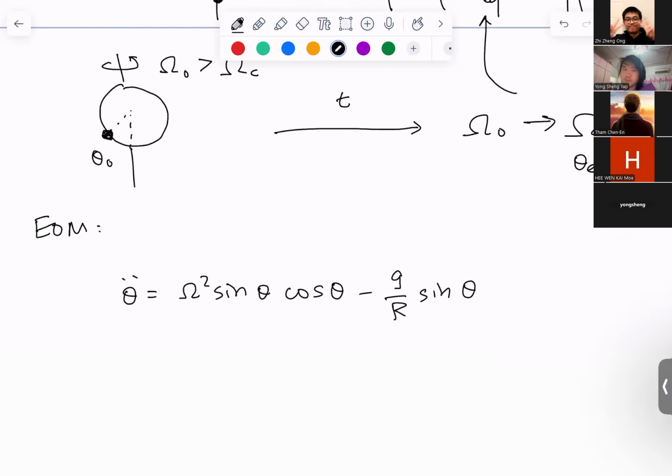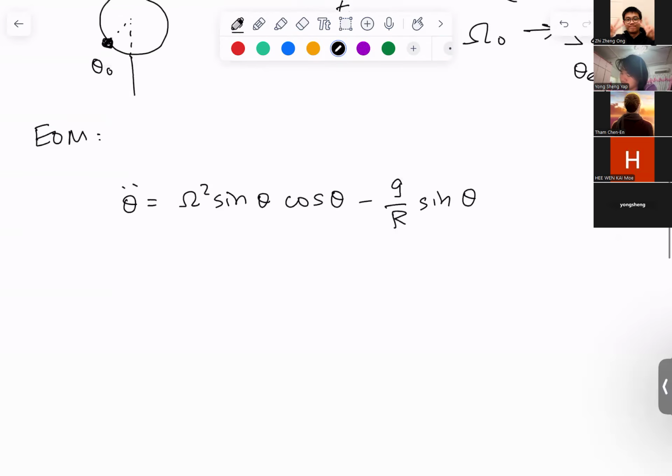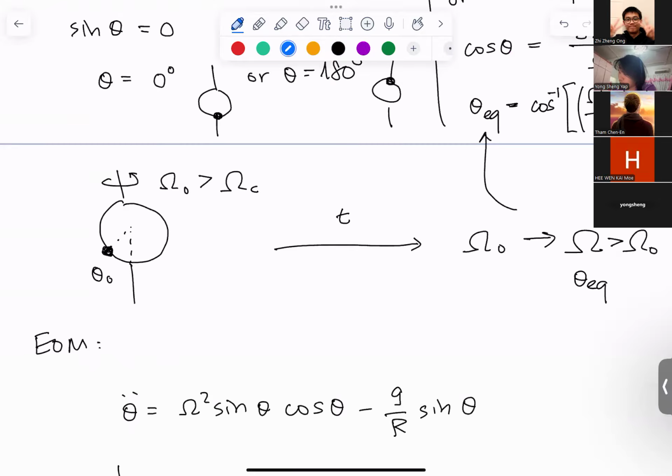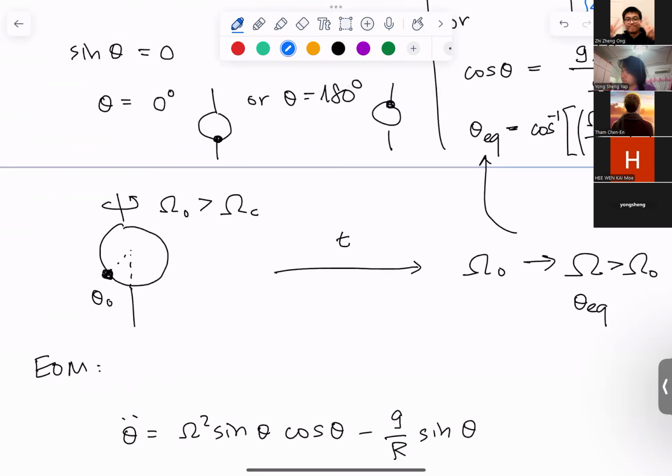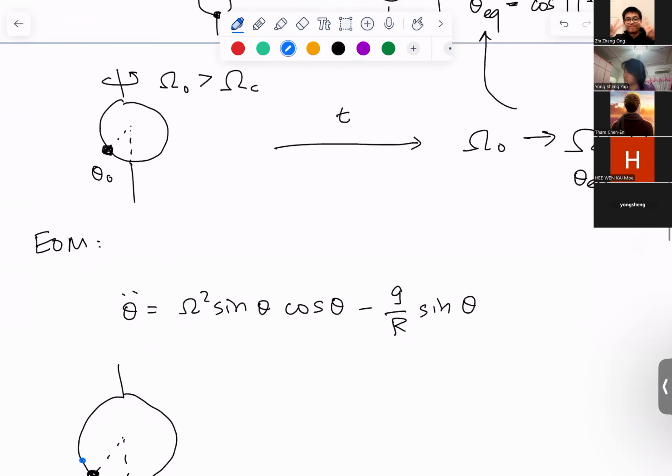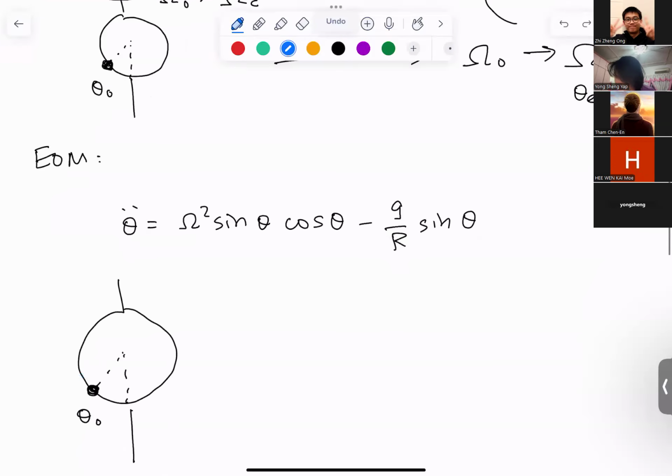So how do we analyze the new system, okay? So basically, the bead was initially at some theta naught, but there is an equilibrium point here. Let me see if I'm right. If I increase omega, cosine theta becomes smaller. So when cosine theta becomes smaller, it goes to higher places. Yes, so this is correct. So this is the new theta equilibrium.